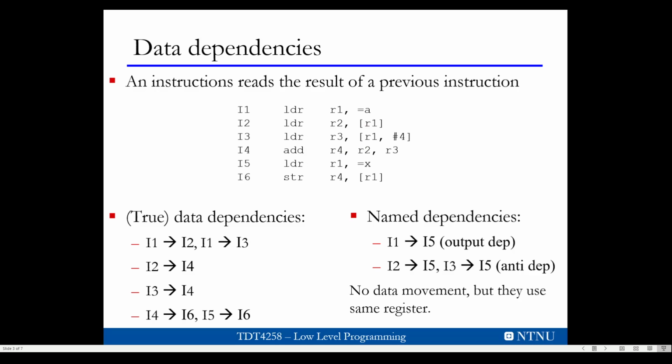So just to summarize, true data dependencies have data movement between instructions. In named dependencies, or false dependencies, there is no data movement, but the instructions involved are using the same registers, either at the output or at both input and output. If they are using the same output register, it's called output dependence. And if the earlier instruction is using an input register which is written by the later instruction, it's called an anti-dependency.